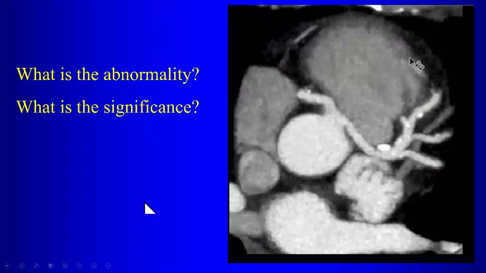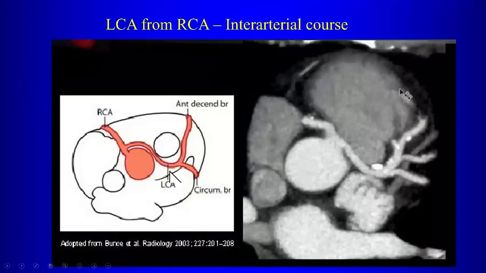Okay, so you guys over here, what abnormality are we looking at? And what's the significance? Malignant course. The LAD courses between the aorta and the pulmonary. Okay, so this vessel is actually the left coronary artery. And what do we call this course? If it's going between the aorta and the pulmonary artery, that is called an interarterial course, right? And those are the courses that are more likely to be associated with ischemia.